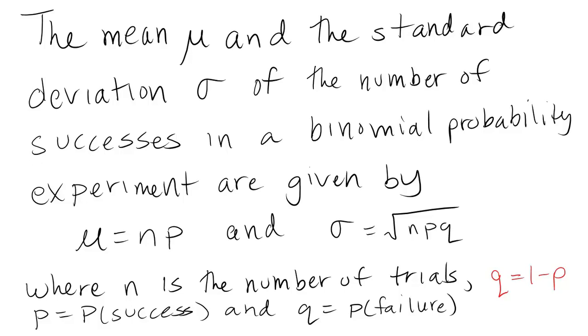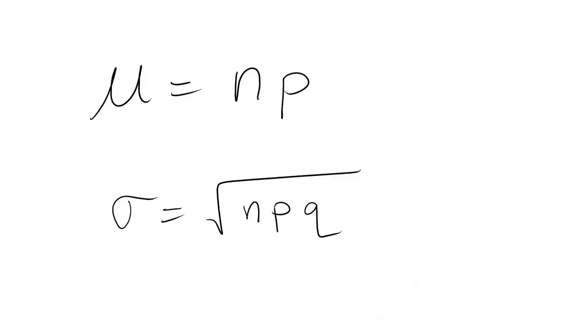I know this screen's kind of busy, so I've rewritten the formulas on another slide. Let's recap. The mean is the number of trials times the probability of success. The standard deviation is the square root of the product of the number of trials, the probability of success, and the probability of failure. As long as you verify that the variable is binomial, you can use these two formulas.